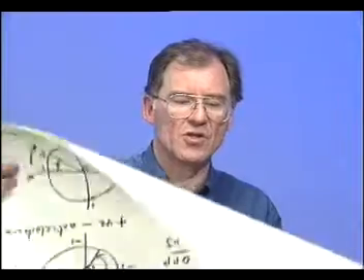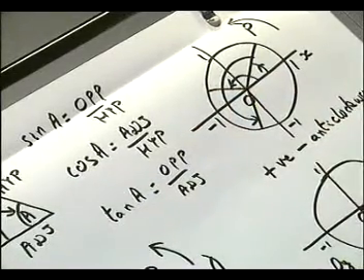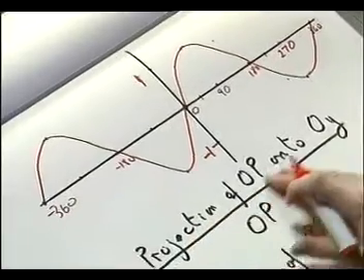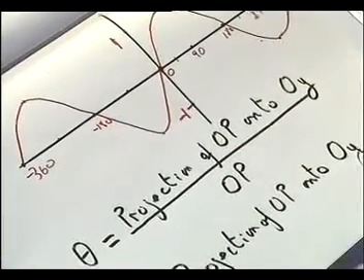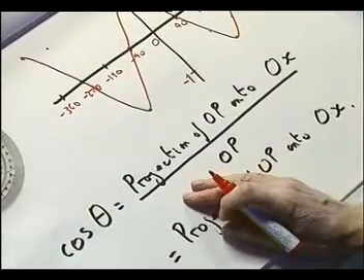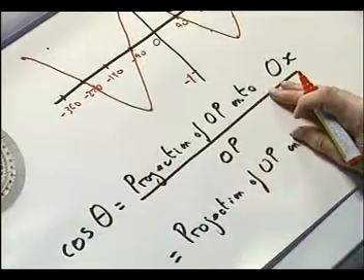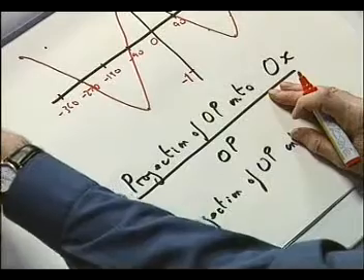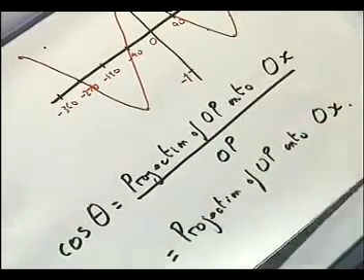Well, let's recall how we defined the tangent to begin with. It was the opposite over the adjacent. For sine, we replaced the opposite side by the projection of OP onto OY. And for cosine, we replaced the adjacent side as the projection of OP onto OX. What does that mean then for our definition?